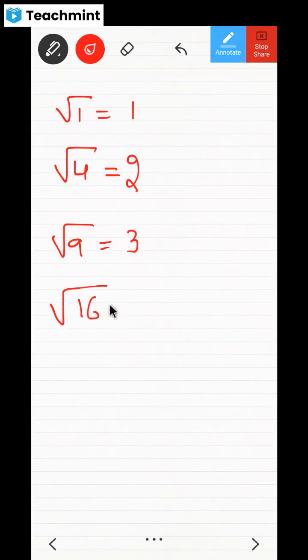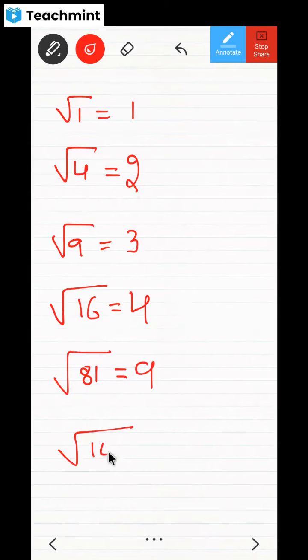Square root of 16, what is the value of square root of 16? Tell me, Mallu. 4, sir. Bhagya? 4, sir. Okay. Root 81 means? 5, 9, sir. No, not 5, 9. Root 25 means 5. Okay. Root 144 means? 12, sir. Good. Very good. Root 225 means? 15, sir. Good. Very good.